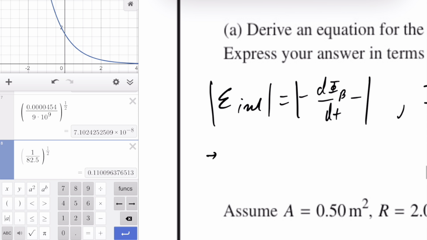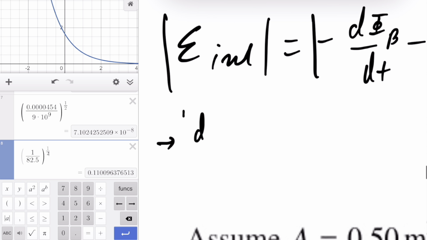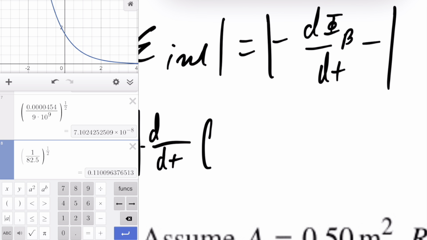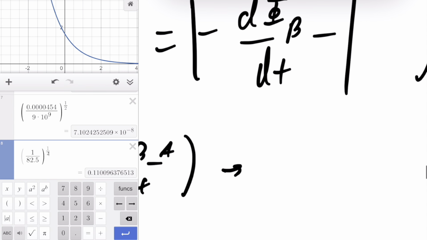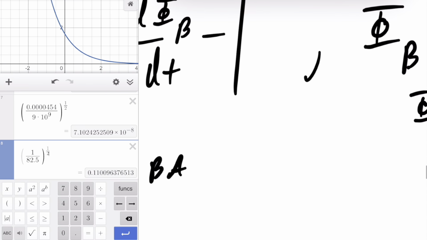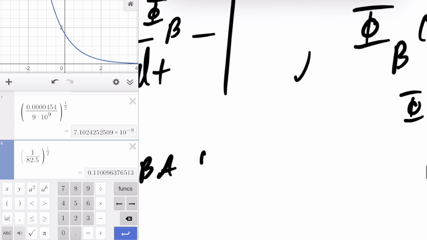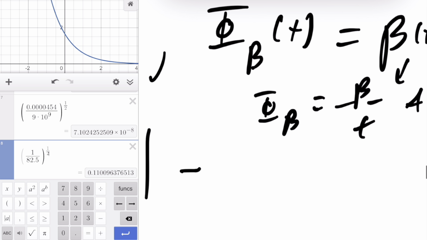So now I'll take the derivative. The absolute value of the negative derivative of BT of this bat, I guess you could say, this is what we had earlier, is equal to, I'll just pull out my constants, it's the absolute value of negative BA, d/dt of 1 over t, which will give me, after I take out the sign and everything, BA over t squared.